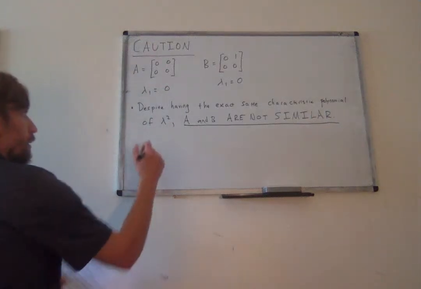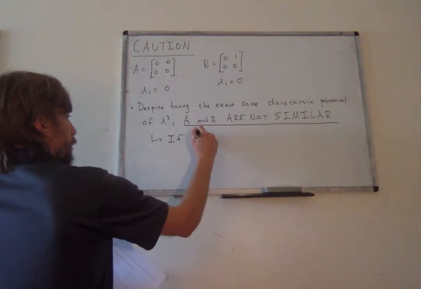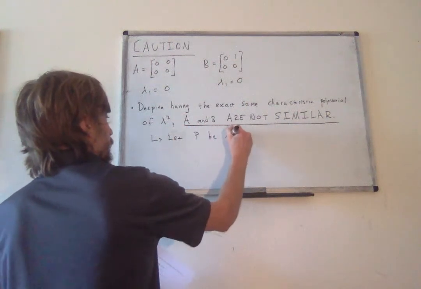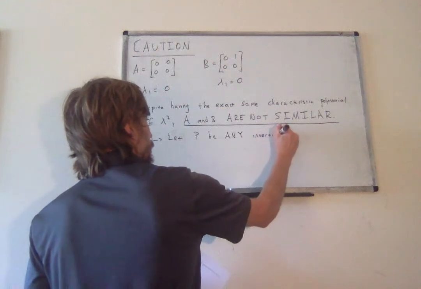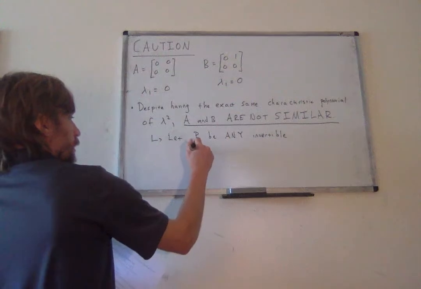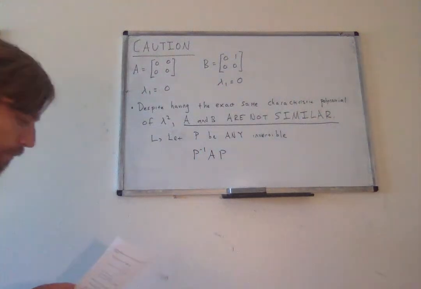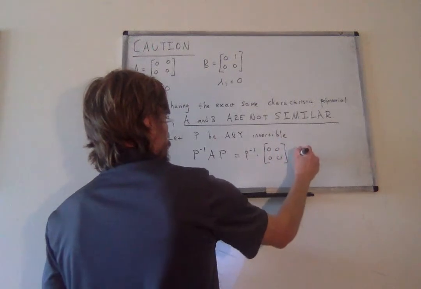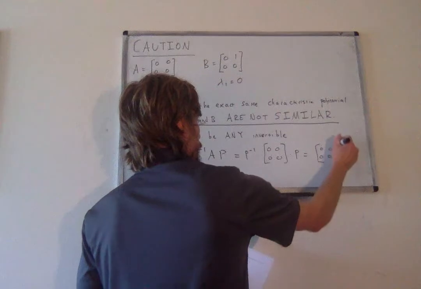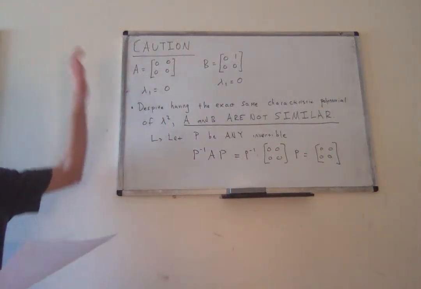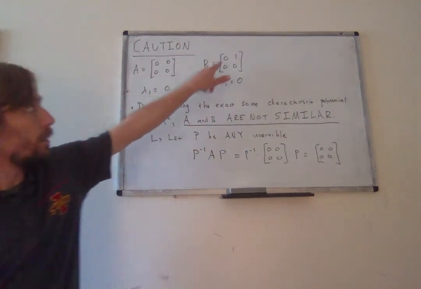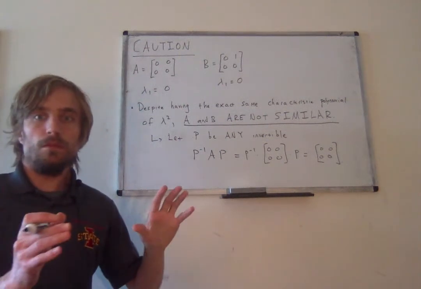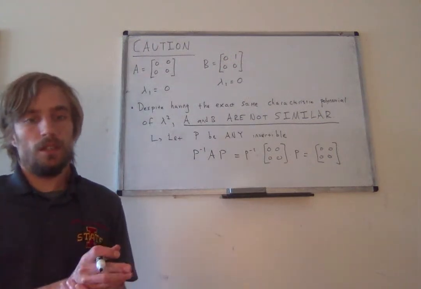Why is that? Well, if they were similar, we should be able to find some invertible matrix which transforms A into B. Let P be any invertible matrix. Well, P inverse times A times P is equal to P inverse times the zero matrix times P, but anything times the zero matrix is the zero matrix, right? And so no amount of multiplying A by any matrix is ever going to produce a 1 out of thin air. There's nothing you can do to 0, at least multiplicative-wise, that will ever turn 0 into any non-zero number.